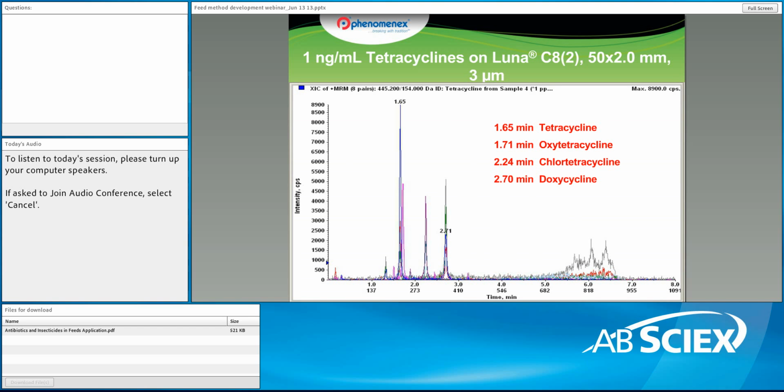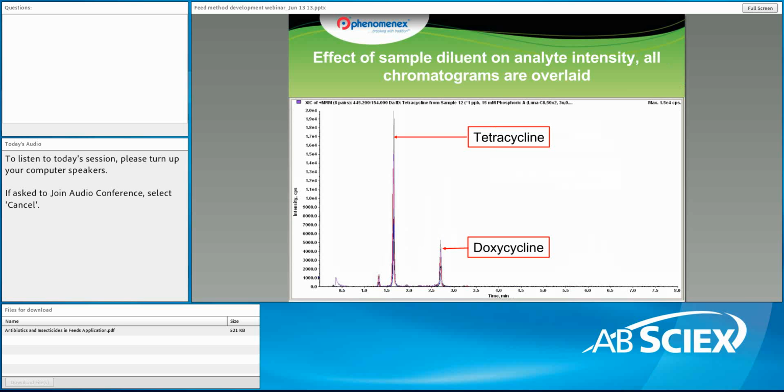So we took the 4 tetracyclines, and we tested them at 1 ppb, 1 nanogram per mL. In this case, we picked the Luna column. We were testing tetracycline, oxytetracycline, chlortetracycline, and doxycycline. So that's a little fast to say all these. The first compound of interest was tetracycline, and the last one was doxycycline.